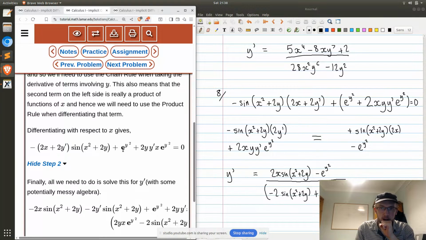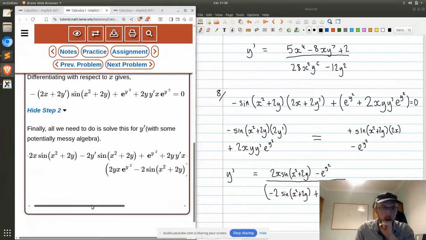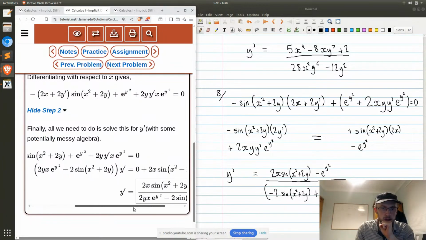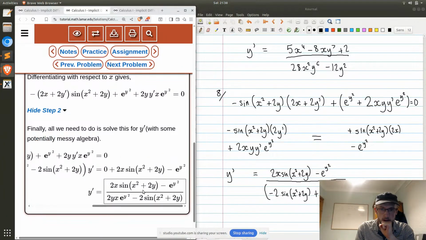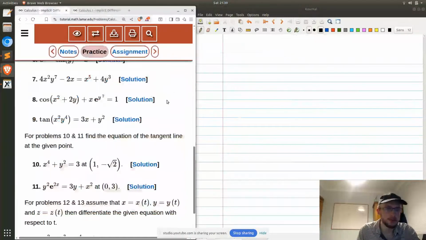Okay, we agree there, and there, and there. That's good. Okay, he acknowledges that it's kind of messy, the algebra. That's correct. So is that. And that's all good. All right. Cool.